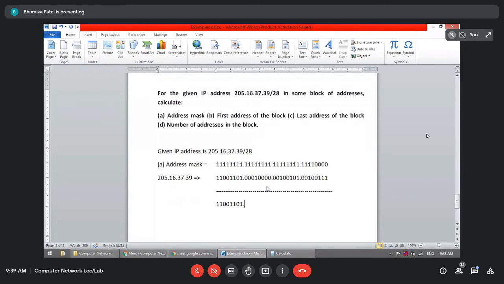Okay. Next, as I said, if we are having all ones, there is no need to perform the AND operation. Just copy the remaining portion. It will be as it is.